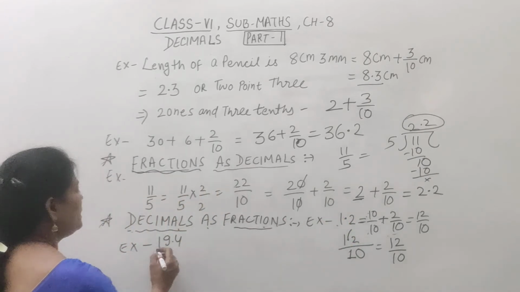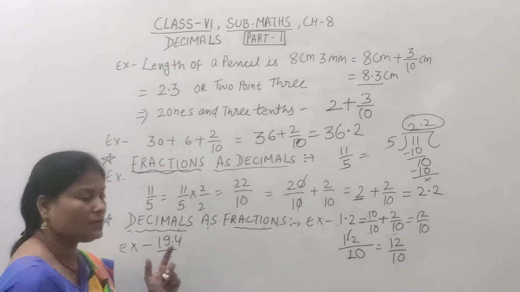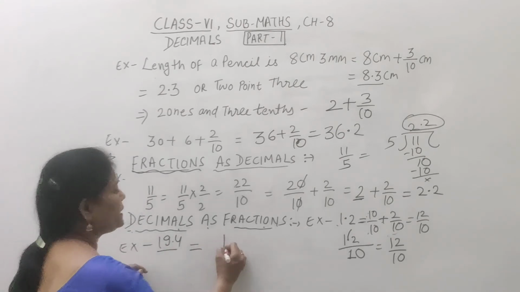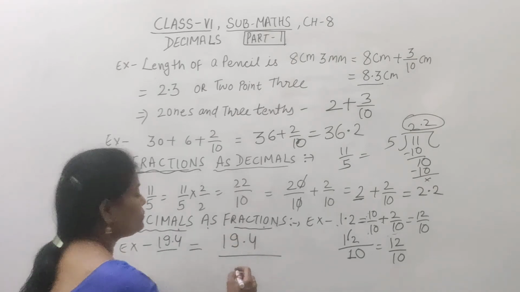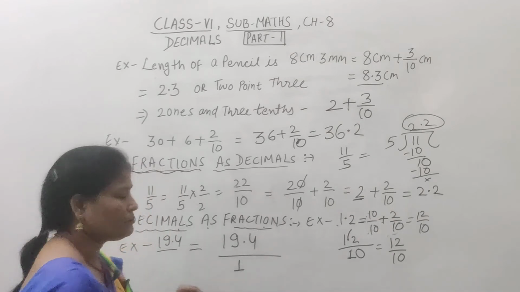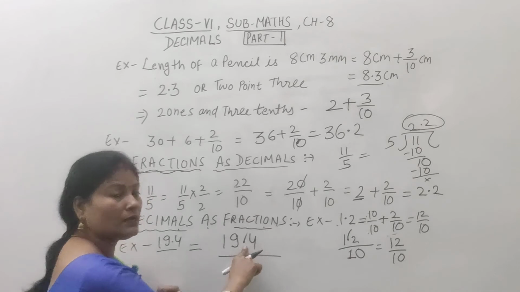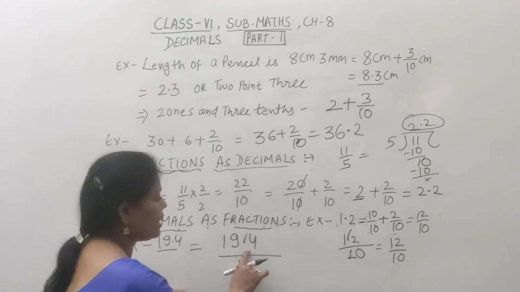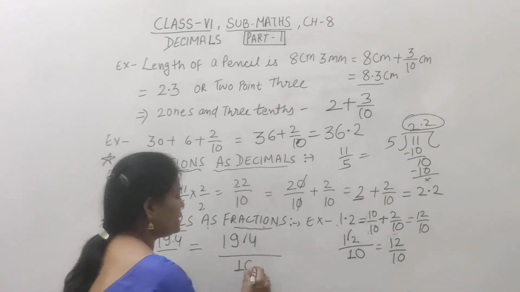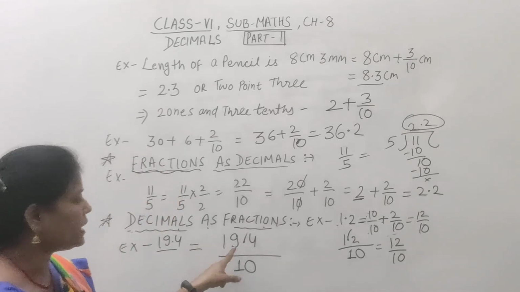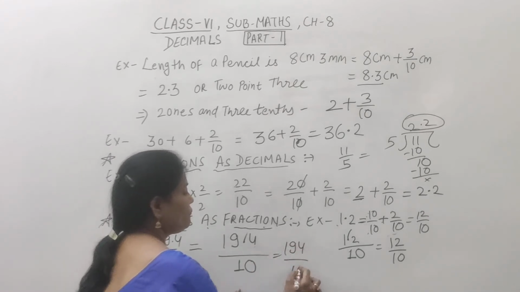Yes, children. See, 19.4. Again, I have taken one example, 19.4 as a decimal. How do I convert it into a fraction? 19.4, I have written over here. Then remove this decimal. So, how do I put the zeros? It means I have to convert into a fraction. See how many digits are there after the decimal. Single digit. So, I will put here 10. So, 194 upon 10, it is converted into a fraction.